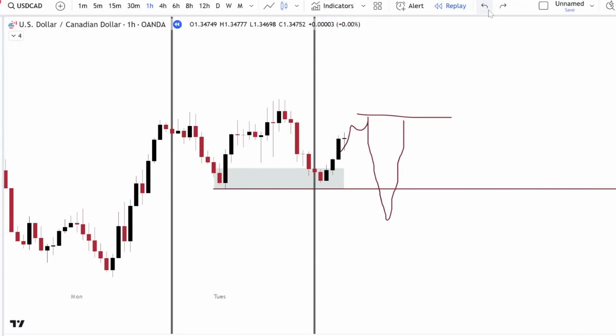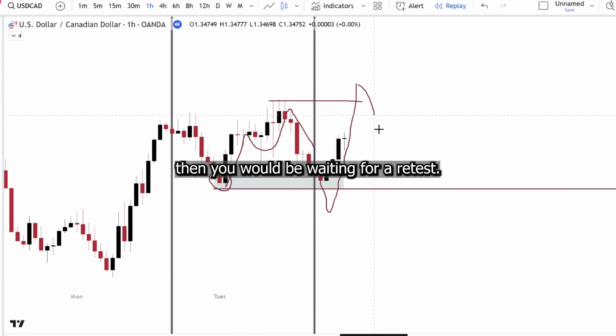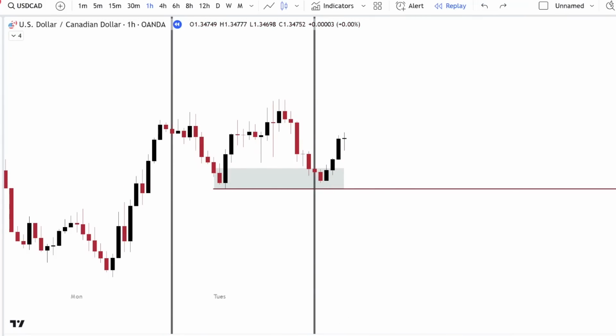Now, let's say the liquidity didn't take 2 days. Now, let's say the purge, the initial swing occurred here. Once this new day opened, price stop hunted and then broke structure. Then you would be waiting for a retest. But the fact that the liquidity took 2 days, then we are looking for a continuation. So let's see.